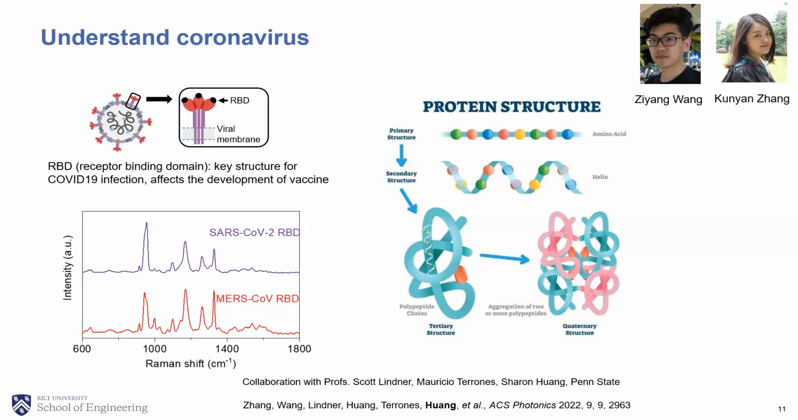For comparison, we also performed the measurement of the RBD from another coronavirus, which is MERS. If you just look at these two Raman spectra, you can see there are some differences. These differences are due to the different proteins of these RBDs. We know a protein has four levels of structures. In the primary level, there is a chain of amino acids. So the different compositions of amino acids can contribute to the difference in their Raman spectra. So next slide.